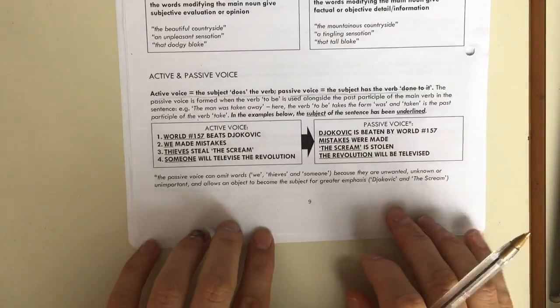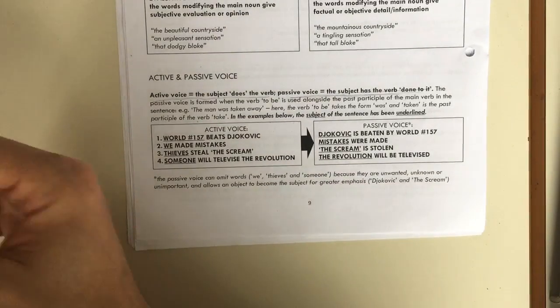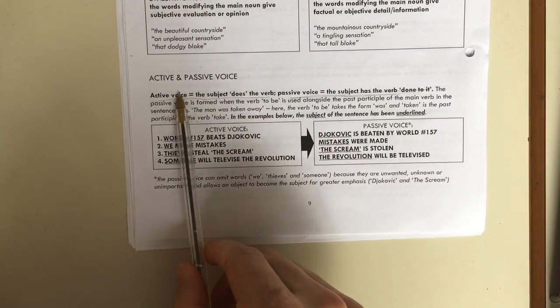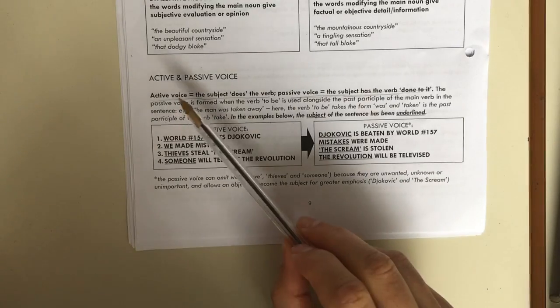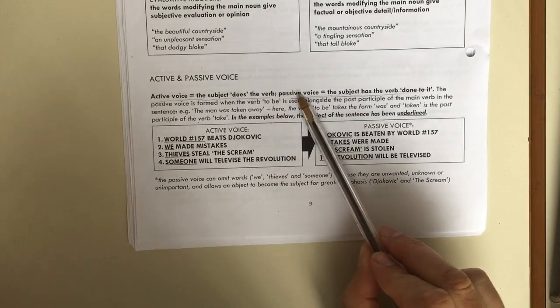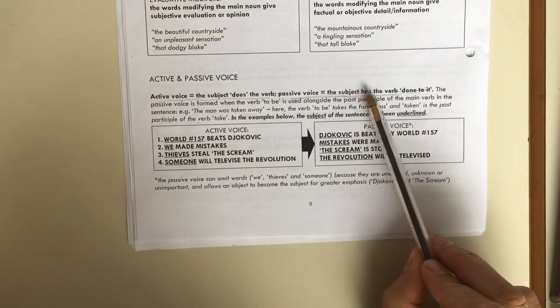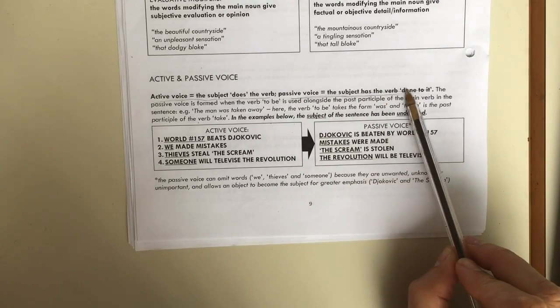Onto the separate issue, which is the active and the passive voice. And it sounds quite complicated. It's an issue within grammar, which is to do with, I couldn't say it any better than what it says in the booklet, really. In active voice, the subject does the verb, and in passive voice, the subject has the verb done to it. The subject has the verb done to it.